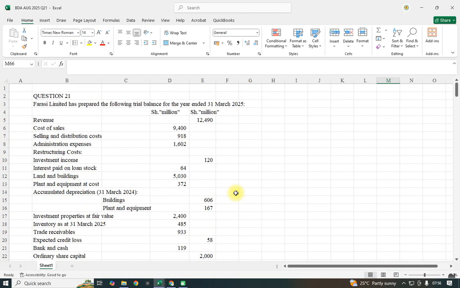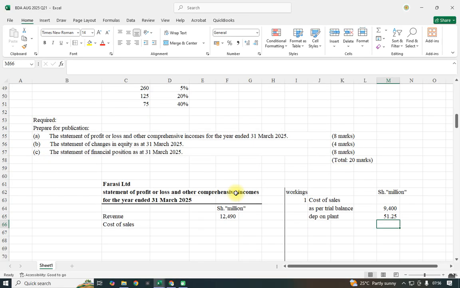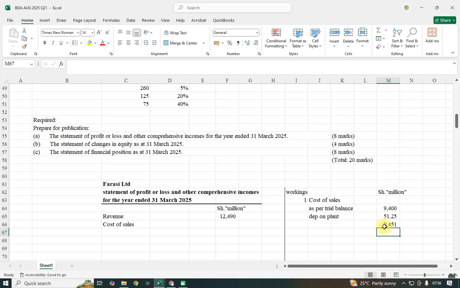So that will be our depreciation for the plant, and I'll just carry the values with the decimal. There will be no problem with that. It has already rounded it off.